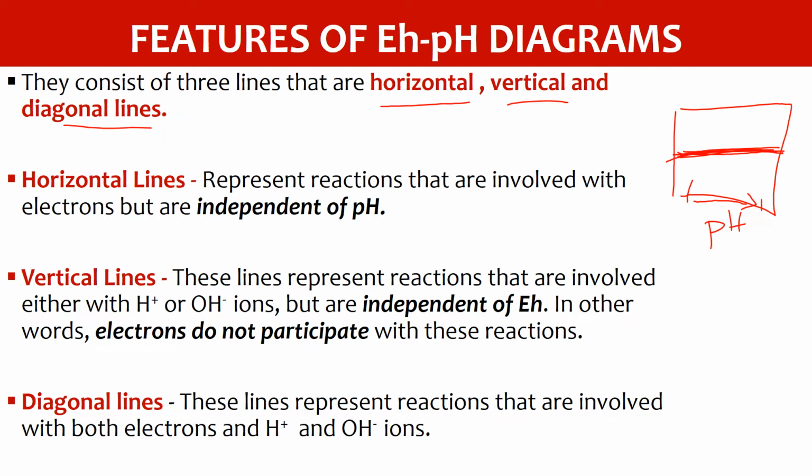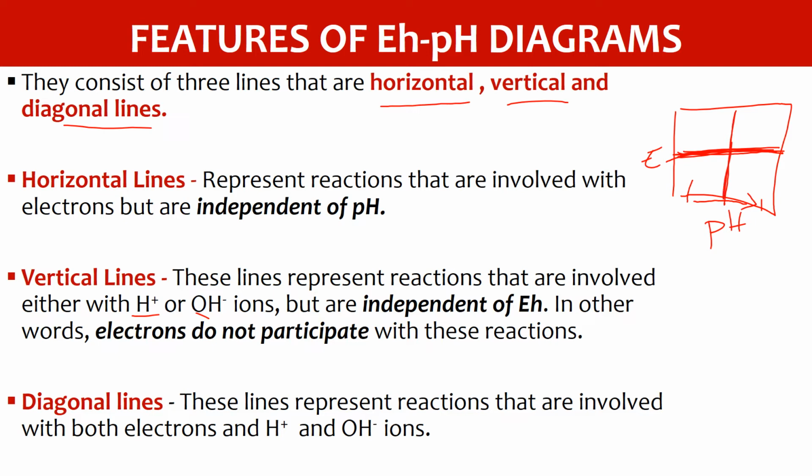How about your vertical lines? This is an example of a vertical line here. Okay, this is your potential here. So these lines represent reactions that are involved with your protons or your hydroxide, but are independent of potential. In other words, here, if potential is not involved, electrons do not participate. There's only either protons or hydroxide ions that are participating. So they are independent of your potential.